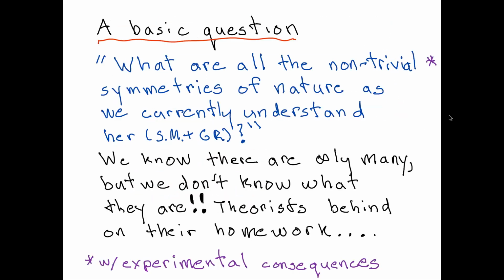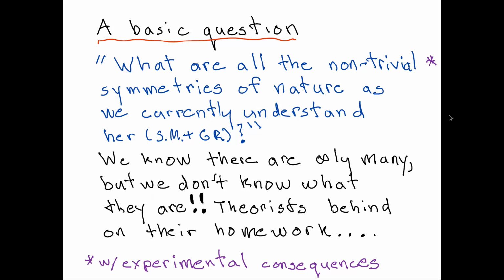Okay, so a very basic question. Sounds rather simple. You might think we know the answer, but we don't. Is what are all the non-trivial symmetries of nature as we currently understand her? And by that I mean general relativity and the standard model of physics. And by non-trivial, I mean a symmetry that has some predictive power, like energy conservation.